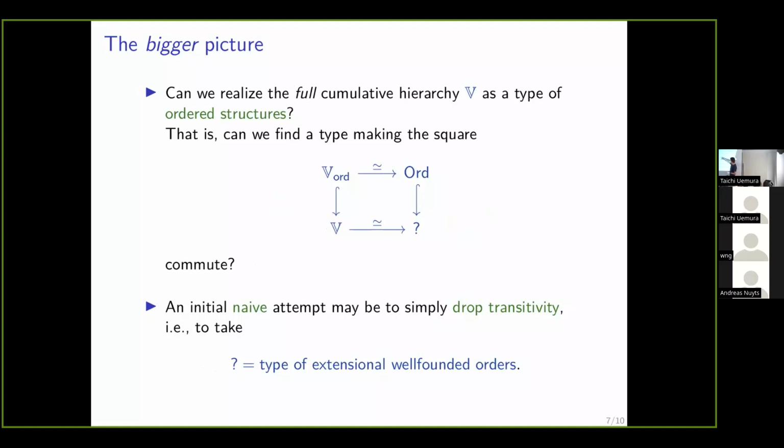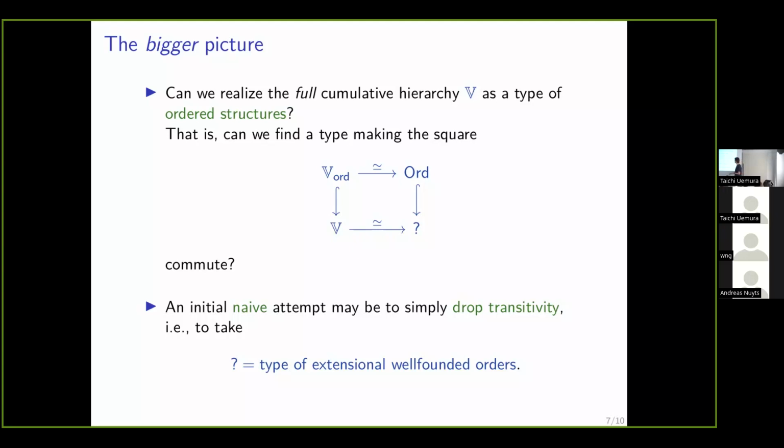So we now know that the set theoretic ordinals, this V ord here, is equivalent to the type theoretic ordinals, ord, and this was a subtype of V. And so then it's quite natural to ask what fits in the square here. Now, of course, you could cheat, right? You could just take question mark to be V, and that's kind of the trivial answer.